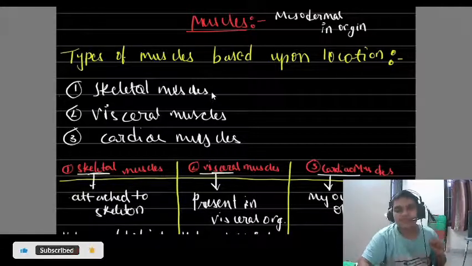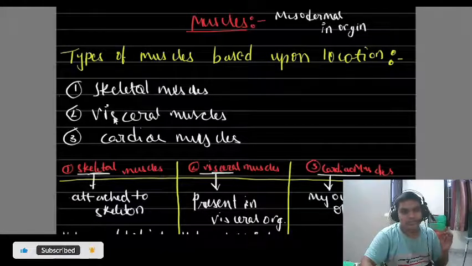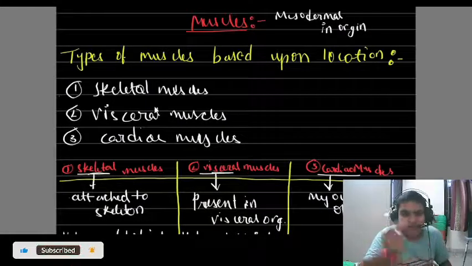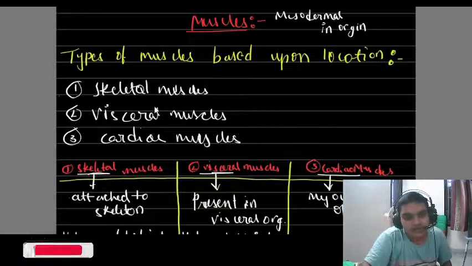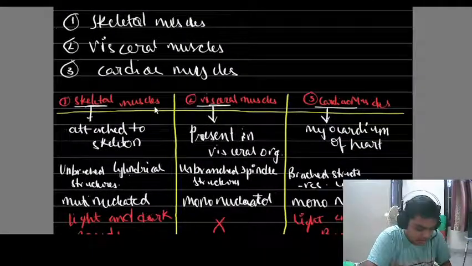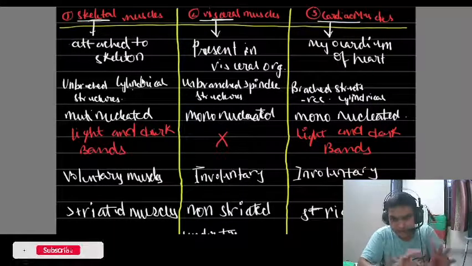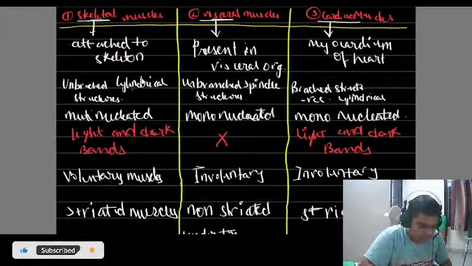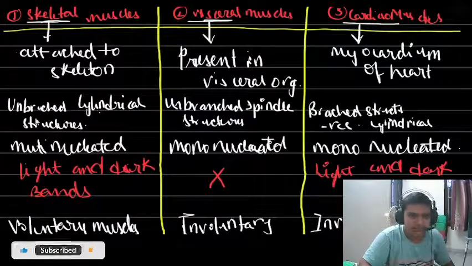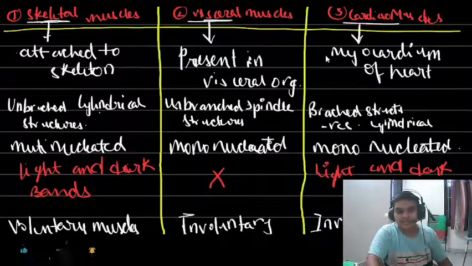So there are three types of muscles based on the location where they are present. The first one is skeletal muscles, the second one is visceral, and the third one is cardiac. If you observe these names carefully, they only give you the meaning of the location where they are present. I'm presenting you a table in which you can see different muscles classified based on variations, differences, and similarities also.